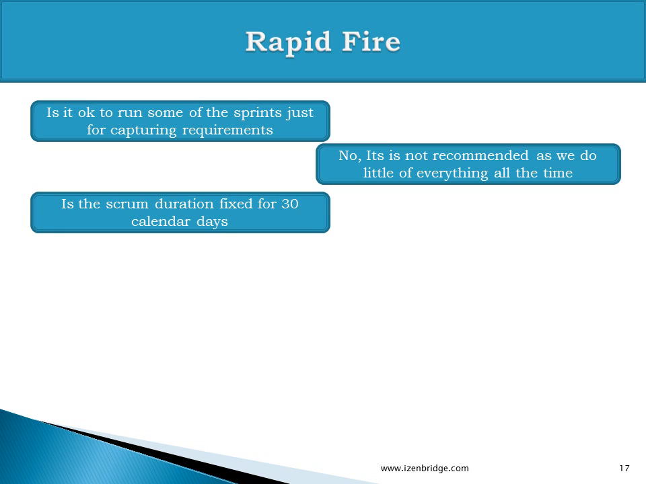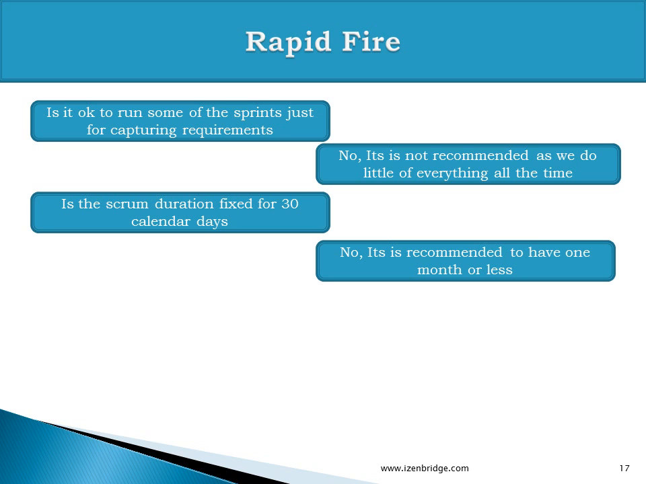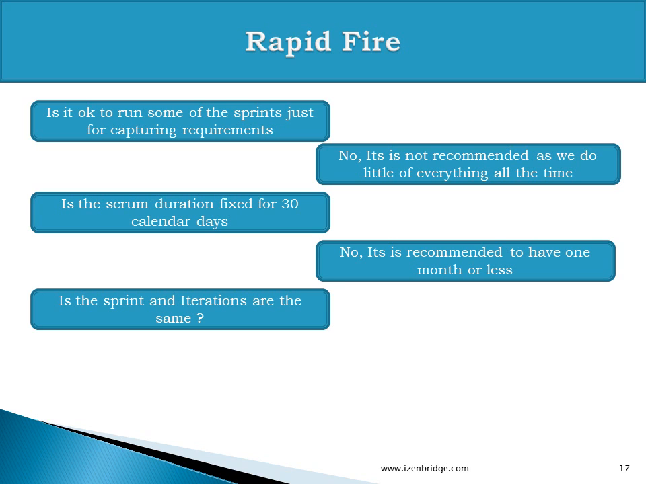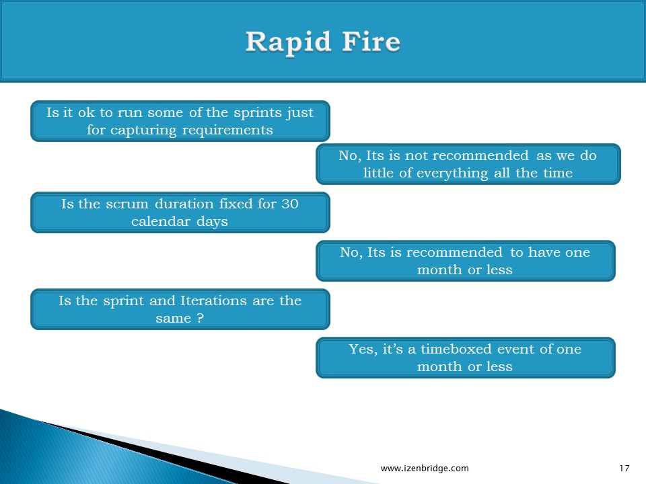Is the Scrum duration fixed at 30 calendar days? It's not fixed, but it is recommended to have 1 month or less. Are sprint and iteration the same? Yes. A sprint is a time-boxed event of 1 month or less.